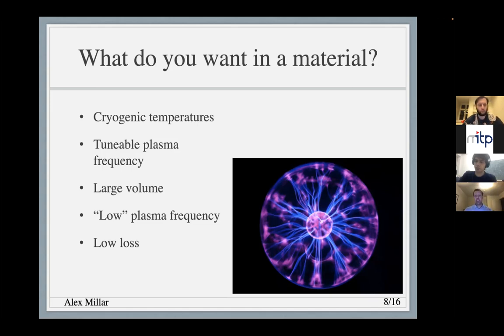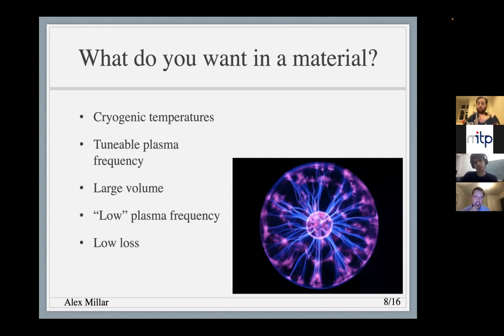In order to have a detectable signal, you also want a large volume. Because this entire effect is related to the lifetime of the plasma, you want this to be a very low loss system. And you also want the plasma frequencies to be relatively low. An example of a cryogenic plasma is just a metal. If you take a piece of metal, it has a plasma frequency, and it's going to operate perfectly fine at cryogenic temperatures, but its plasma frequency is going to be more like electron volts. And the frequencies we want to look at for well-motivated axions are really more in the gigahertz regime.